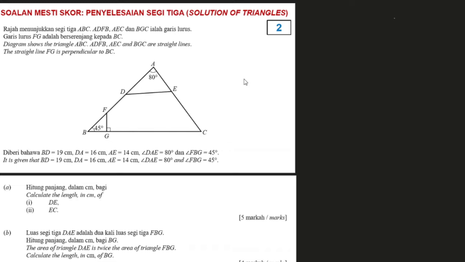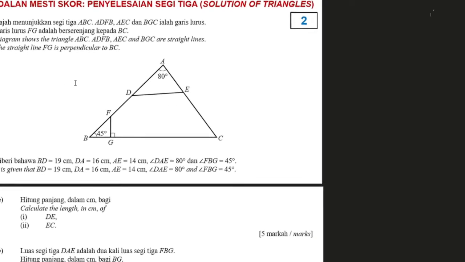Okay, the diagram shows triangle ABC, ADFB. While the teacher is telling you, look at where the A, D, F and B are. AEC, ABGC are straight lines. We have three straight lines that they've mentioned. The straight line FG is perpendicular to BC. So perpendicular means 90 degrees. It's a straight line, and when the two lines intersect, it's 90 degrees there. Now given BD is 19.